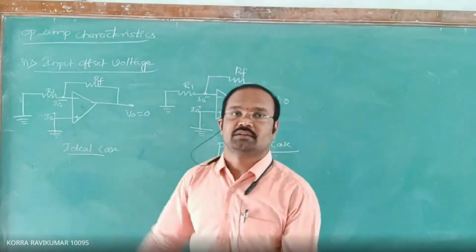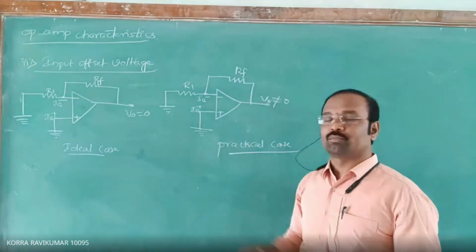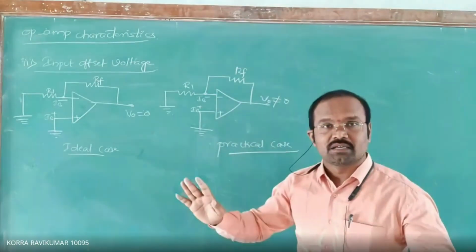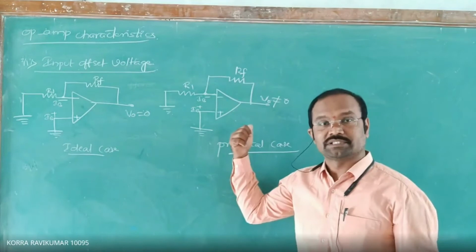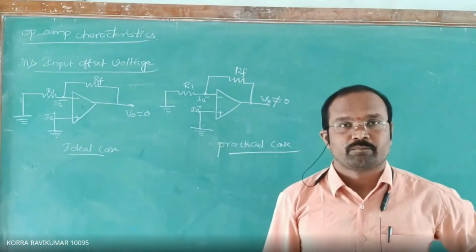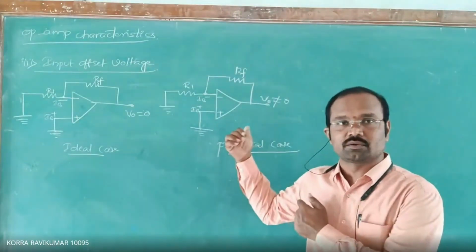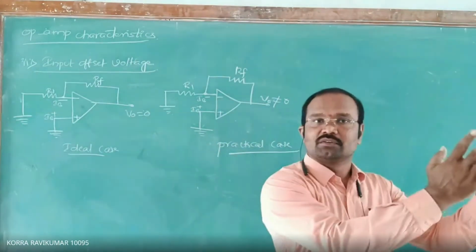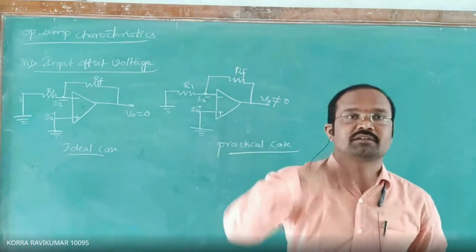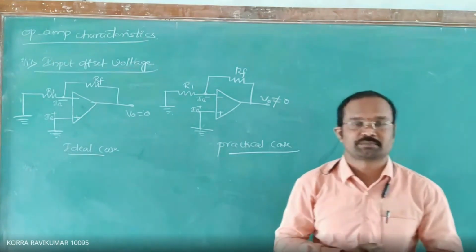So this is the ideal case, and it is satisfied. But for the practical op amp also, whenever you connect both the terminals to the ground, the output must be 0. But your output is not coming 0. Means you are getting some kind of output response. Instead of getting 0, you are getting something at the output. It should not happen. It is happening just because of mismatch in input circuits.